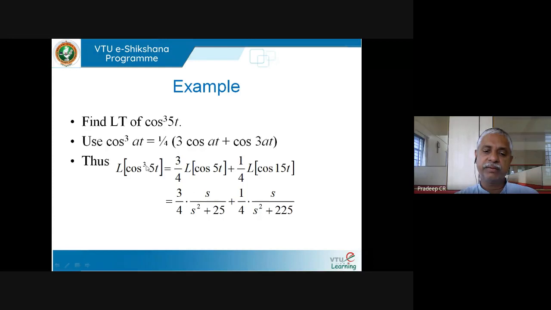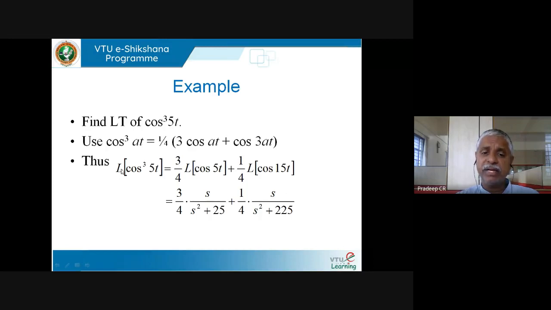Laplace of cos cube 5t is 3 by 4, etc., etc. So again, nothing much we are doing. Just use one of the old formulas which you have learned in your PUC, and then use linearity. What I want you to observe is, this is the same thing you would have been doing if you wanted to integrate. Let me emphasize this. If instead of the question, find Laplace transform of cos cube 5t, the question was find integral of cos cube 5t, what would you do?